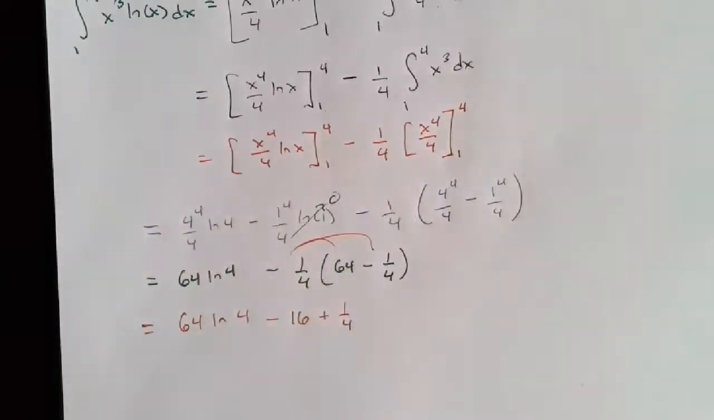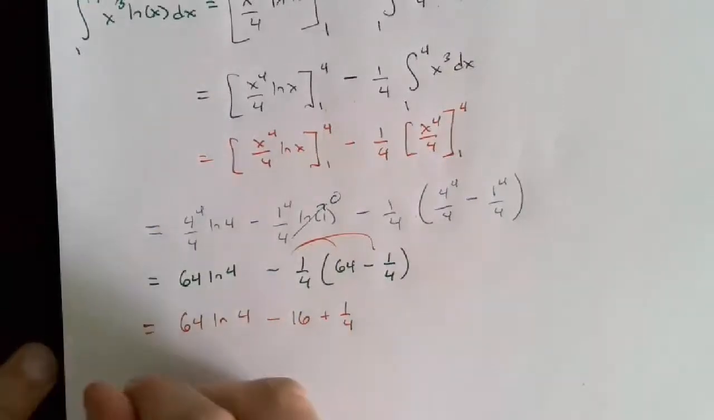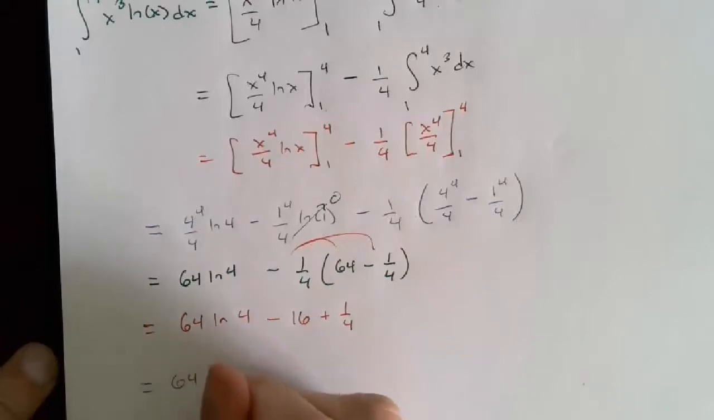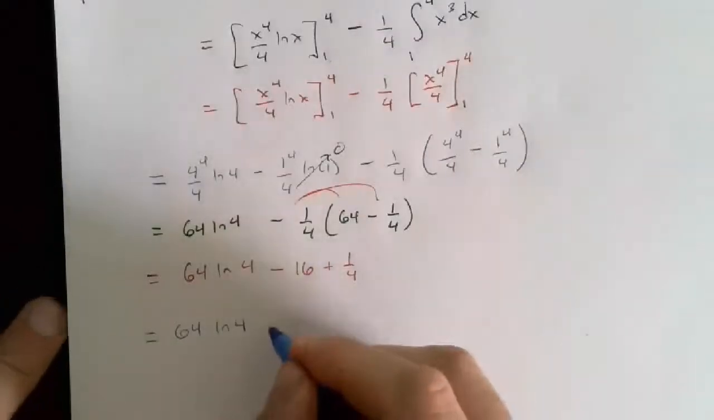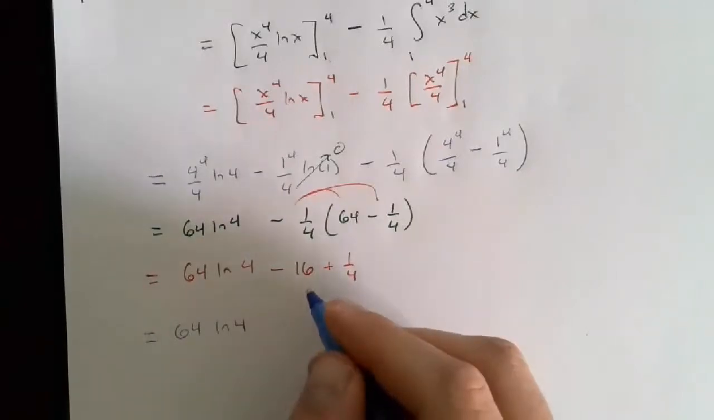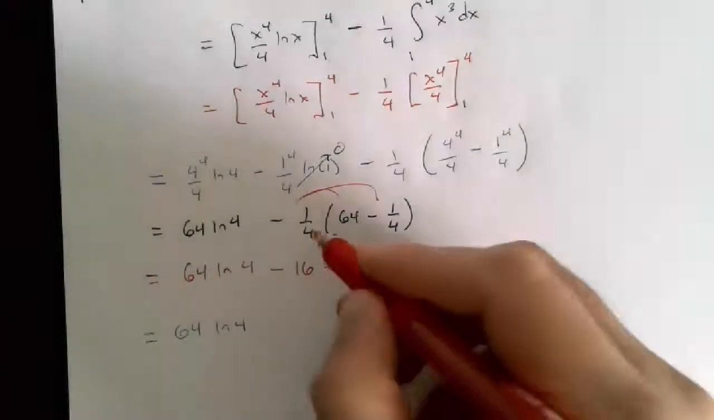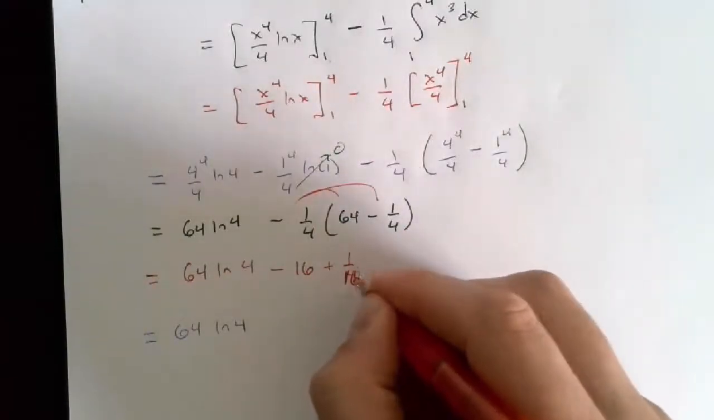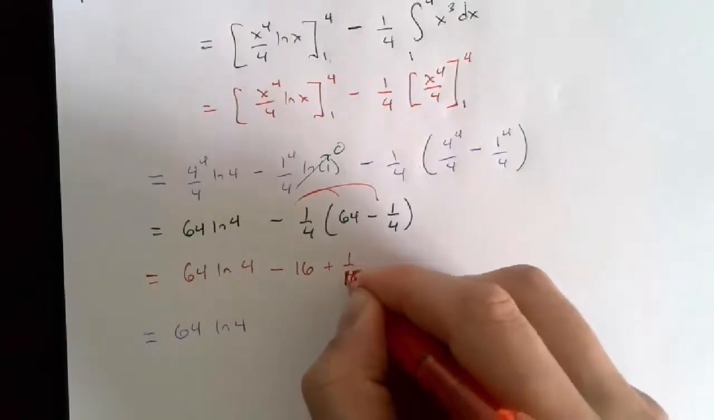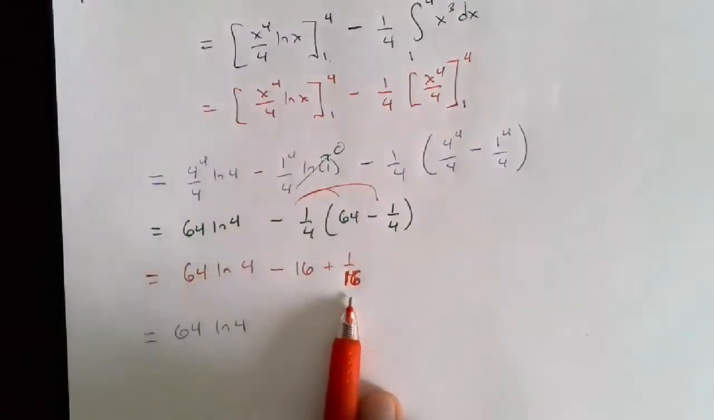And then the last thing you want to do is combine these like terms. 64 ln 4 is the exact value there. I'm not going to do anything with that. I'll keep it as 64 ln 4. Negative 16, if I wanted to write it as fourths, make sure, oh, there's an error here. Sorry, negative 1/4 times negative 1/4 is going to be a positive 1/16. Sorry about that. Right, so 1/4 times 1/4 gives us a positive 1/16.